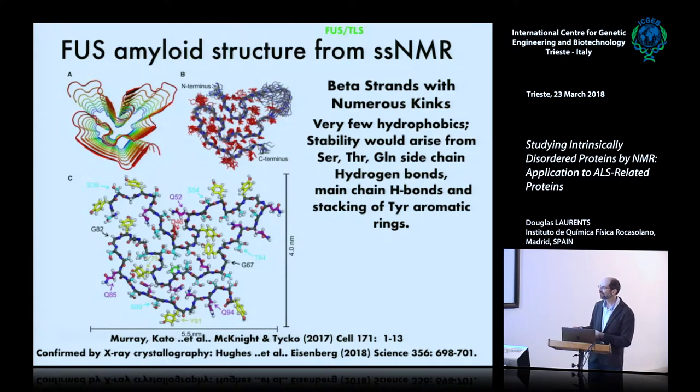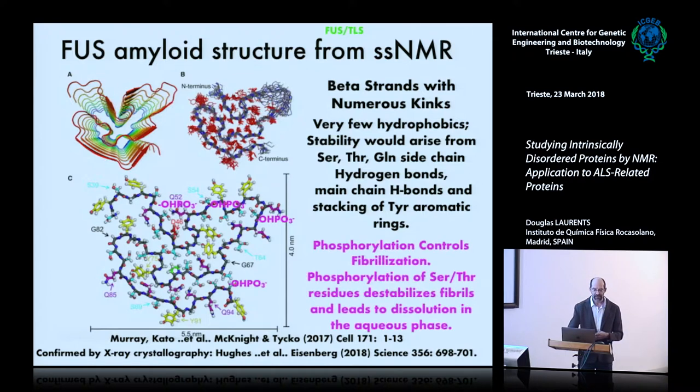I want to mention that this paper that was published by McKnight and Tycko and their co-workers has been recently confirmed by X-ray crystallography from the laboratory of Eisenberg. Tycko's group also showed that many of these serines and threonines can be phosphorylated. And this phosphorylation charges up the amyloid, and this is causing the amyloid to break down. So in contrast to a pathological amyloid, like A-beta, this probably has a functional role because its formation can be regulated by phosphorylation.